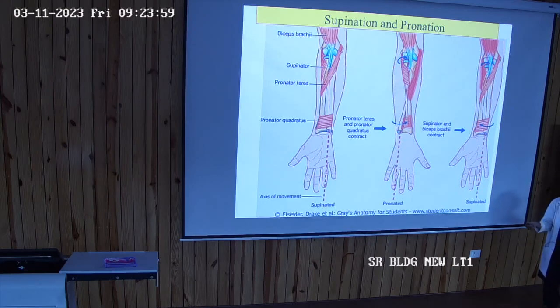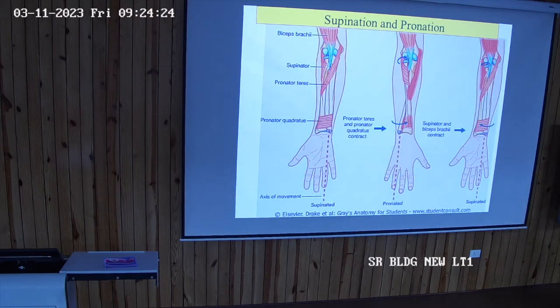There is a band-like muscle here. This is pronator quadratus. And above, here we have two heads of the pronator teres. So these are the muscles which bring about pronation and supination. Okay? So what are supination and pronation? Basically it is the movement which is taking place in the forearm bones, which rotates it upward or downward.